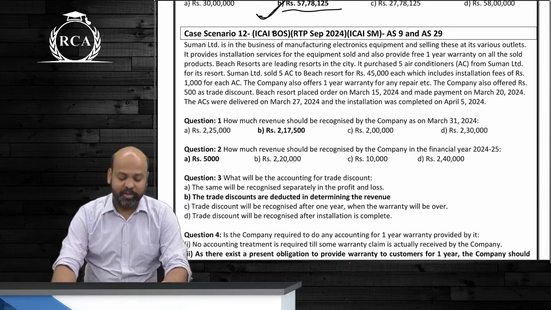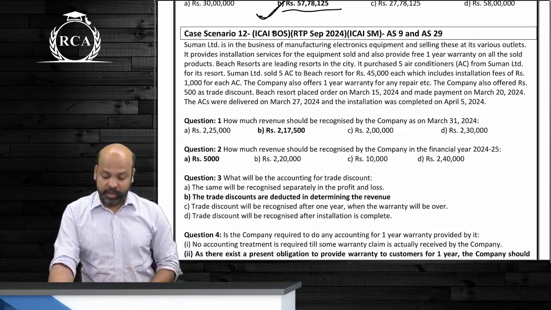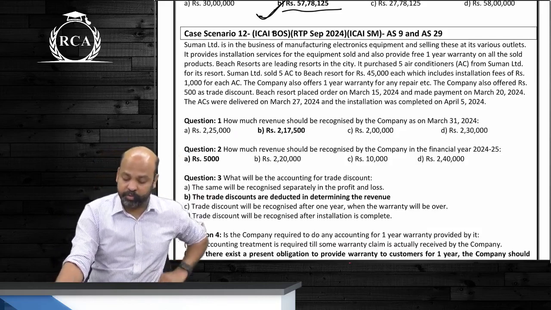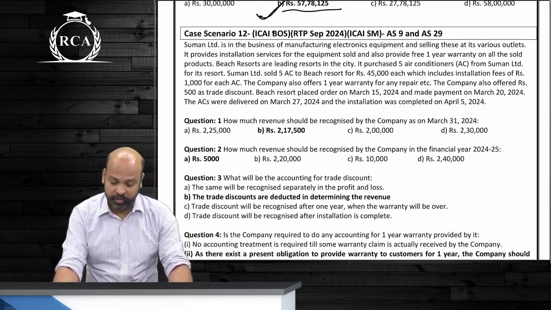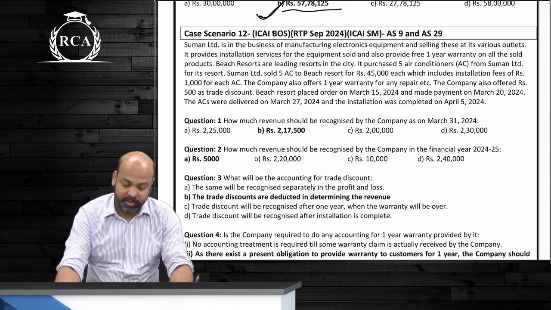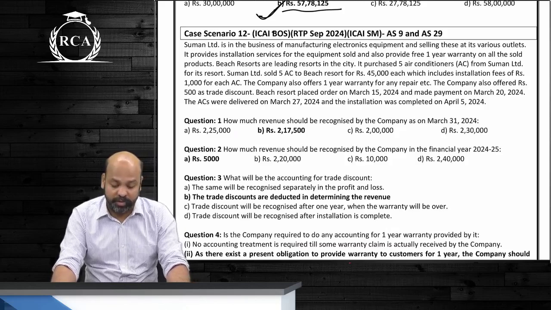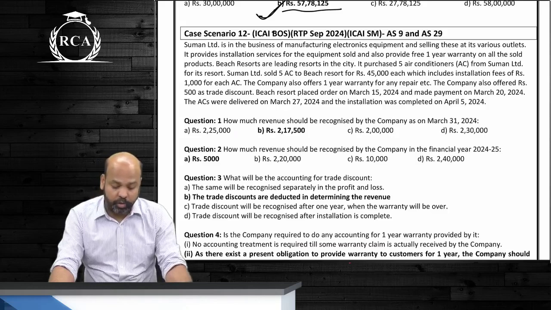You see, guys, Suman is in the business of manufacturing electronics equipment and selling these at its various outlets. It provides installation services for the equipment sold and also provides a free 1-year warranty on all the sold products. Beach Resort is one of the leading resorts in the city. It purchased 5 air conditioners from Suman Limited for its resort. Suman sold 5 ACs to Beach Resort for 45,000 each, which includes an installation fee of rupees 1,000 for each AC. The company also offers a 1-year warranty for any repair, etc.